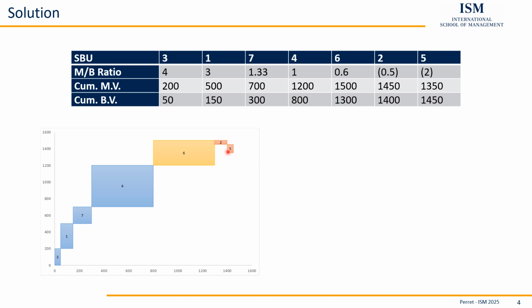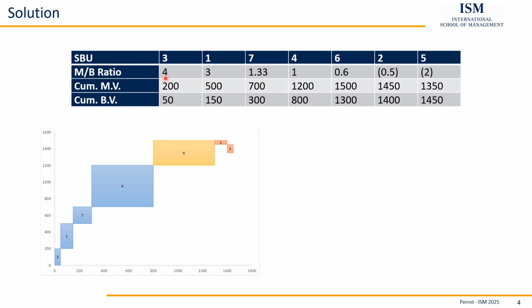And that's, as I said already, the reason why I'm going to divest 2 and 5, because I have a negative market value and that is harmful for the company. Well, that's also why I colored them in red. Then I have the blue colored ones and the yellow colored ones. The blue colored ones have an MB ratio larger than or equal to 1.